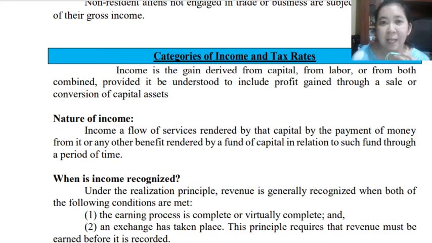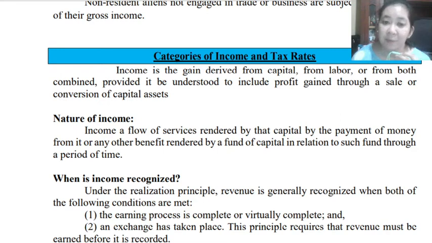combined. Meaning, when we say income, this refers to the profit that you gain from doing business. For example, selling a product or rendering of services to your customers. An income can also be in the form of salary or compensation in the case if you are an employee, okay, who works for an employer. So that is also considered as income. Or an individual can also derive income from having a business and at the same time working for the employer, and he has a salary.